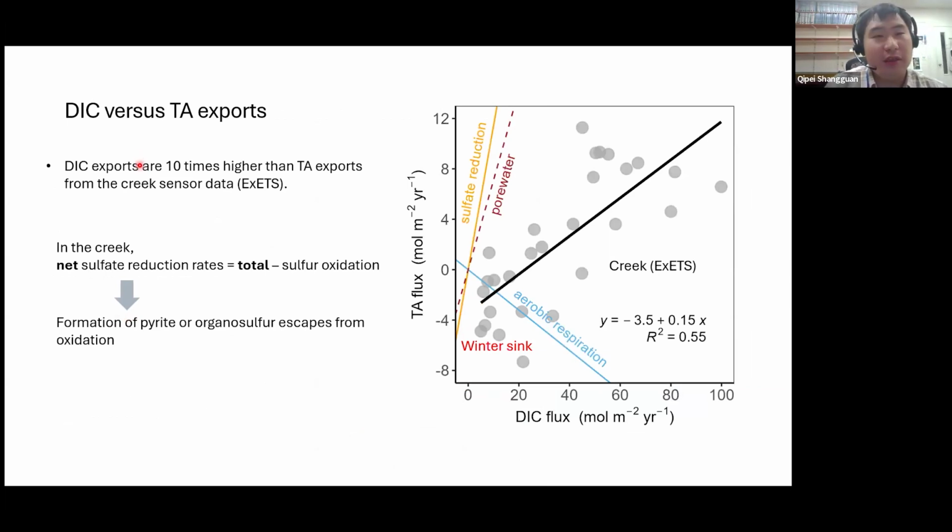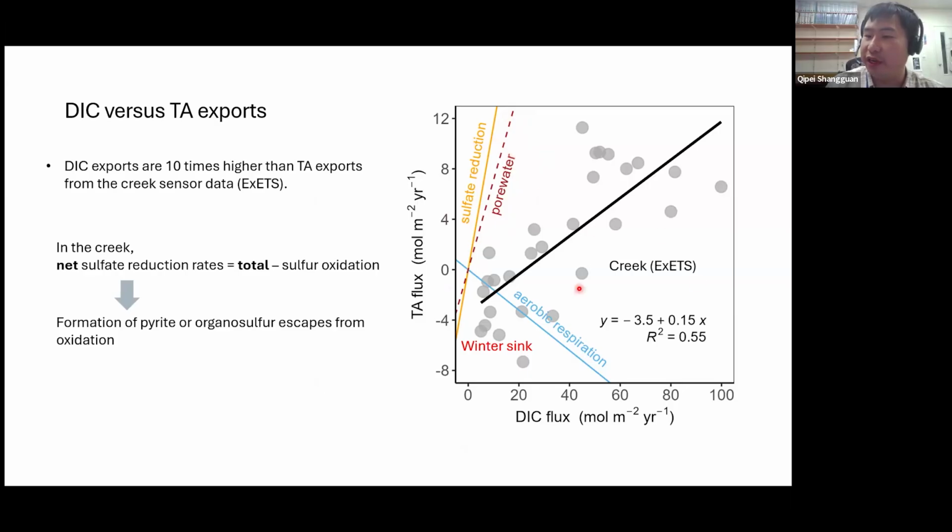To further think about what's the dominating process that produces DIC and alkalinity exports, we put them together. So as we can see, in the pore water, the stoichiometry between TA flux and the DIC flux for the pore water is very close to sulfide reduction. That shows sulfide reduction is the primary mechanism in the pore water. So lots of DIC exports actually are alkalinity.